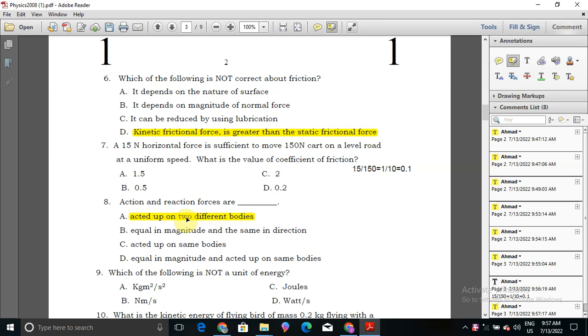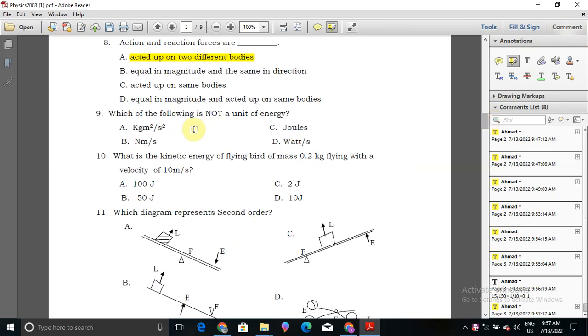Okay, now in question number 9, it says which of the following is not a unit of energy? Now we have kilogram meter squared over second square, and we have joules, and we have watt over second, and we have Newton times meter over second. Actually, the correct answer will be B.